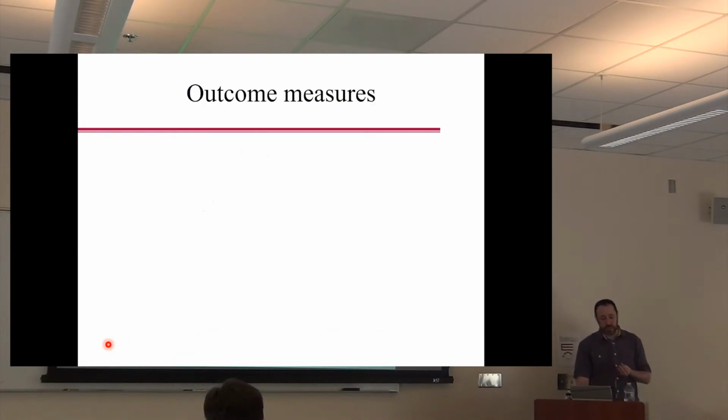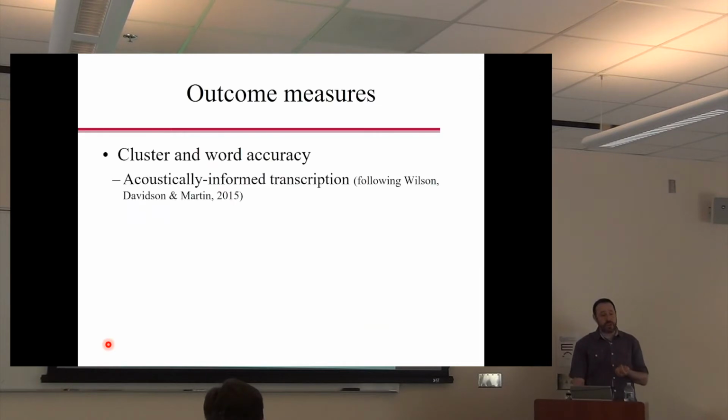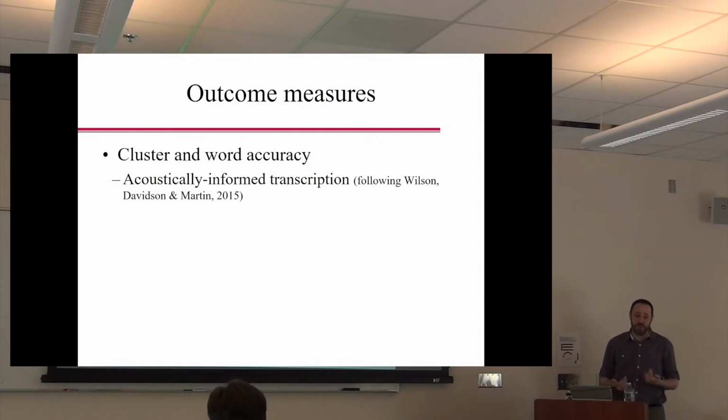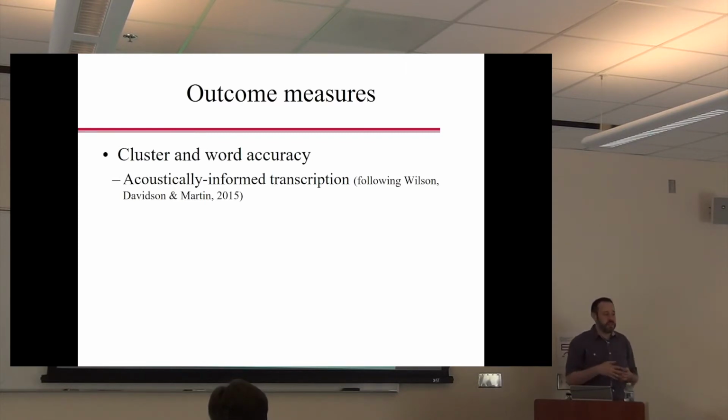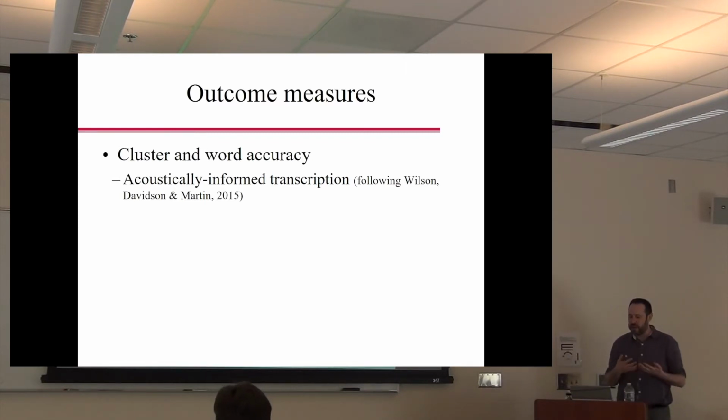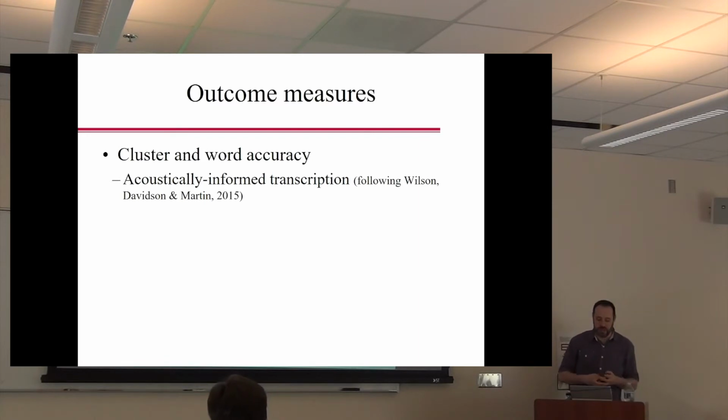The outcome measures that we looked at were both cluster accuracy and word accuracy, although the words are non-words like niku. We looked at just cluster accuracy and also at whole word accuracy. I've already said we're pretty bad at hearing these things, so if I just had my army of students sitting in the room scoring these, it would probably be pretty inconsistent with one another. And so we use a system that others have used in linguistics that we thought of as acoustically informed transcription.